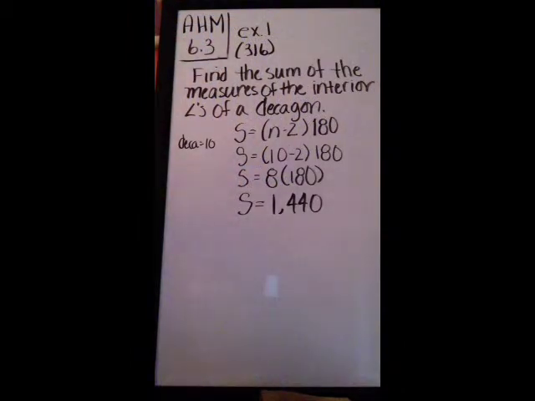Let's look at example 1 on page 316. It says, find the sum of the measures of the interior angles of a decagon. So we're going to use this formula where sum is equal to the number of sides minus 2 times 180. A decagon has 10 sides. So we substitute in 10 for the n and then subtract. So s is equal to 8 times 180, or the sum of all the measures of a decagon is 1,440 degrees.